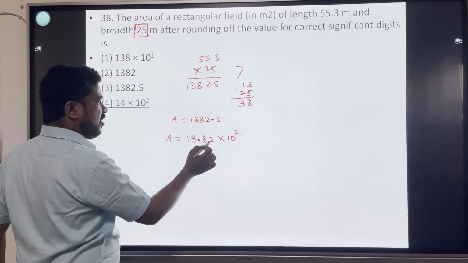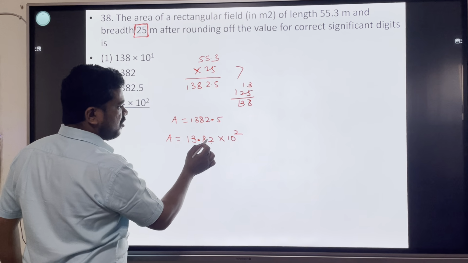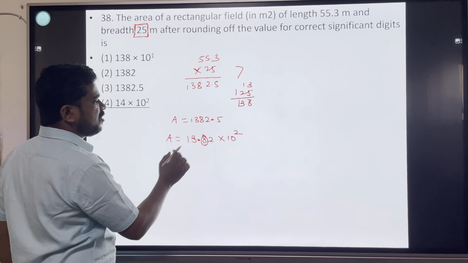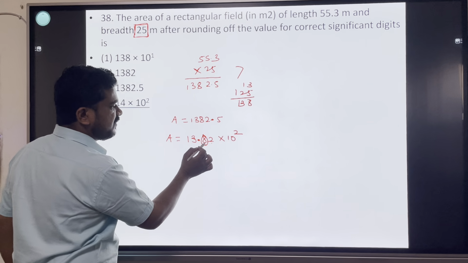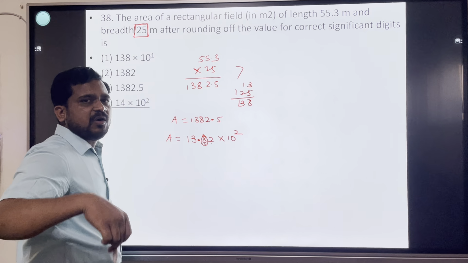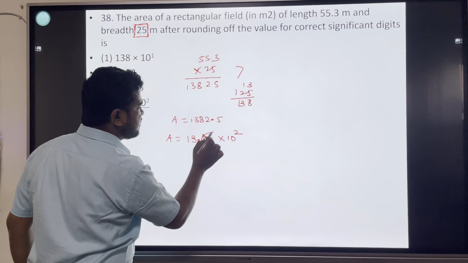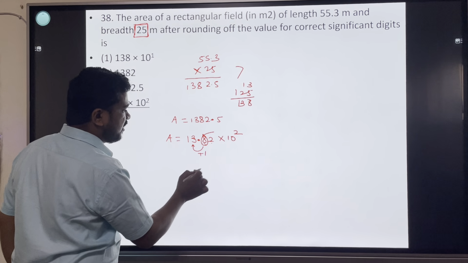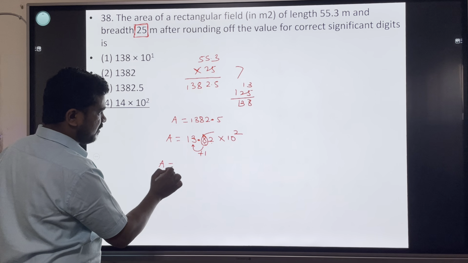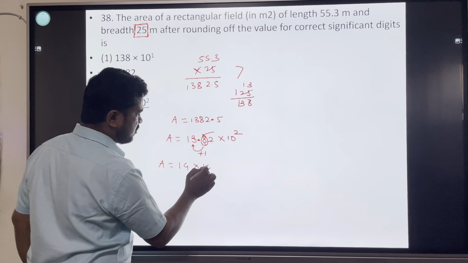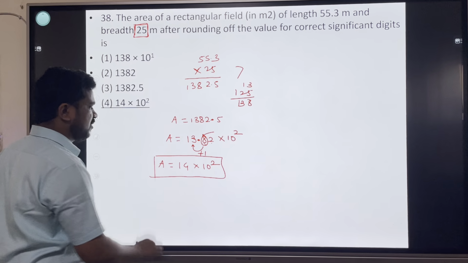But we have to round off the 8. When removing 8, if the number is greater than 5, then skip this number and increase the previous number by 1. So 14 into 10 raised to 2. This is the rounding off. Easy.